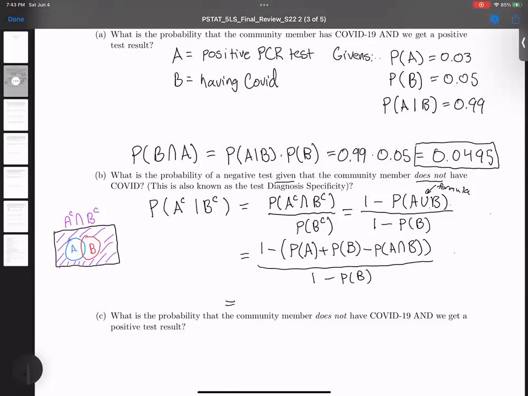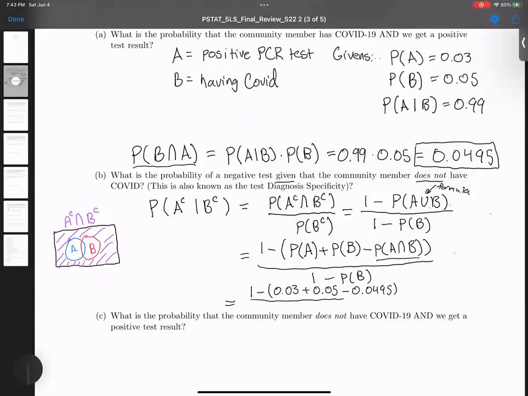So now this is in terms of all numbers that we have. The probability of A and B is the same number as the probability of B and A. Those are interchangeable. So we have all the numbers, since we computed the probability of A and B in the last part. So we have 1 minus, and the probability of A is 0.03 plus 0.05 for the probability of B, and then minus 0.0495.